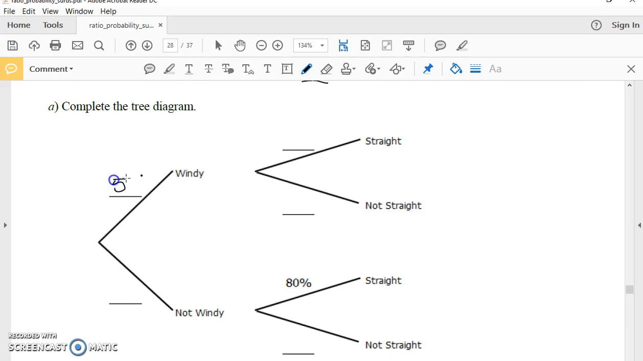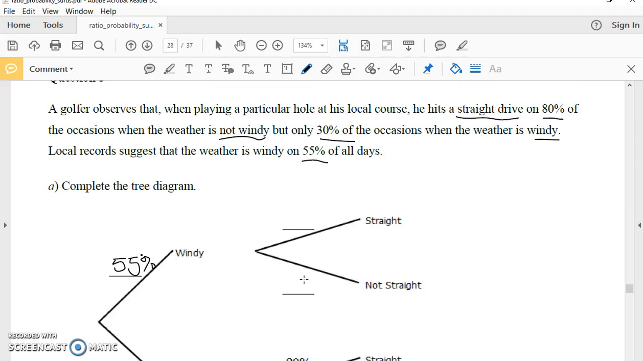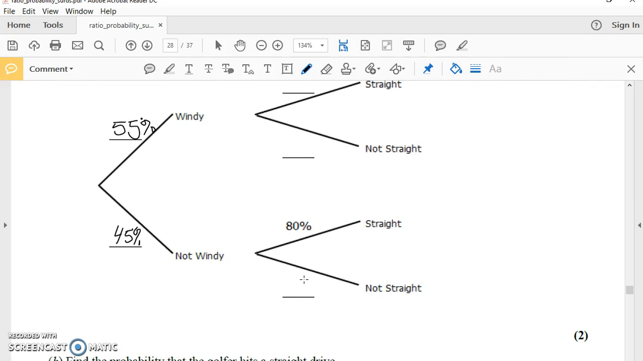So when it comes to the weather, we know 55% of the days the weather's windy. Now, I want to represent 100% of those days. So, if I know 55% of the days are windy, that means 100 minus 55 gives us 45% of the days are not windy. Now, they've already filled in that he hits 80% of his straight drives when the weather is not windy. That means that the other 20% is going to be not straight drives, because I can either have a straight drive or a not straight drive.